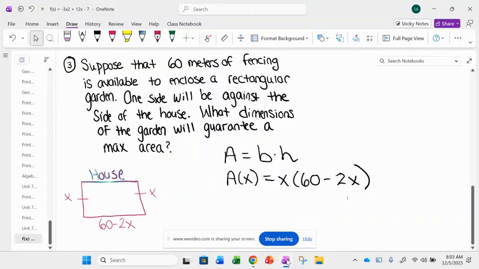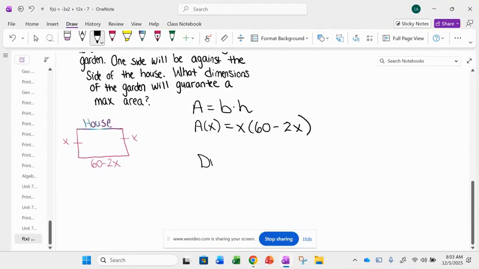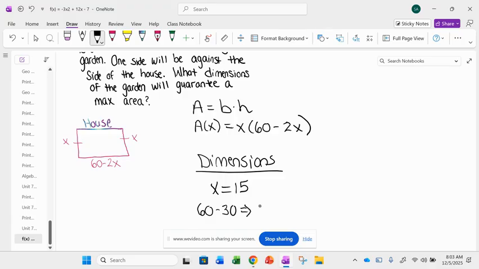So if the max area gives us an x of 15, the dimensions were x and 60 minus 2x. So x will equal, what did we just say that was? 15. And then we're going to have 60 minus 30, which is 30. So our max dimensions is going to be a 15 by 30 or 30 by 15, however you want to write it. Meters.